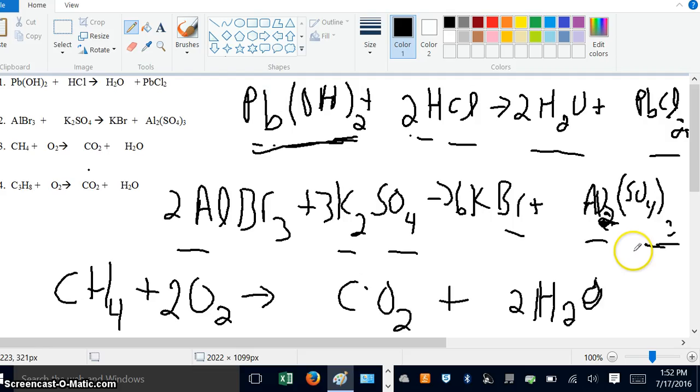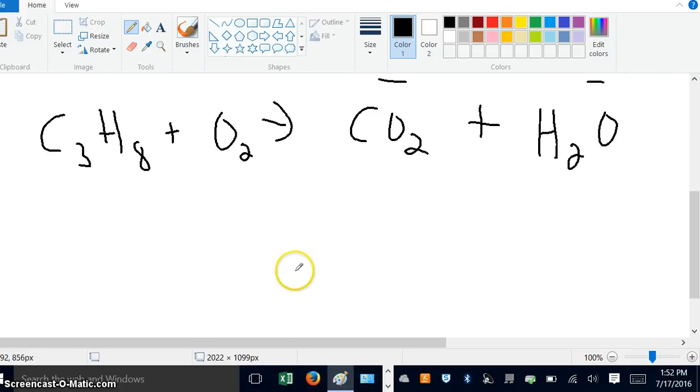All right, so did I get it right? C3H8, yes. All right, so let's start with the carbon. That's pretty easy. We're going to have to put a 3 right here because there's nowhere else to balance the carbon. So the next thing is the hydrogen. There's 8 of them on the left-hand side. So I've got to put a 4 here. So now there's 8. So the hydrogen's balanced.